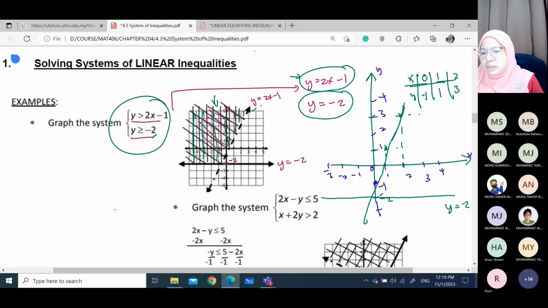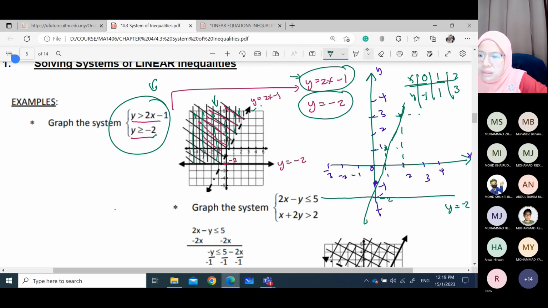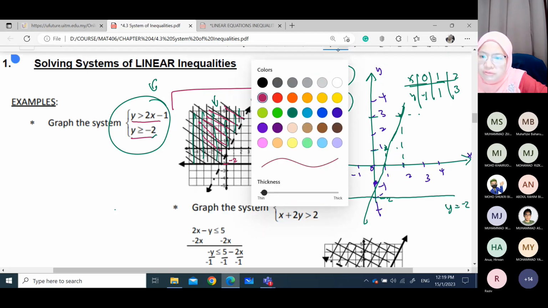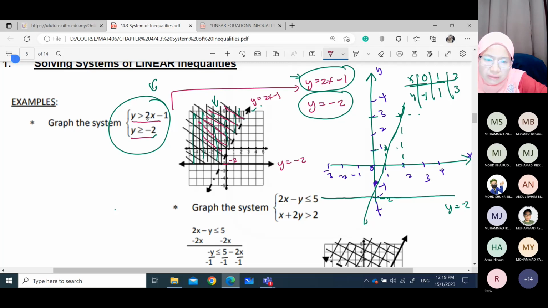So, untuk shade the region, we need to look at this inequalities. Okay, so y greater than 2x minus 1. So, maksudnya y is always greater than 2x. So, maksudnya the region tu pada di atas, pada bahagian atas graf lah. Okay, so kita ada sini atas, sini bawah. Right? So, the region untuk yang first tu adalah y greater than 2x minus 1. So, ini region dia. Keseluruhannya.